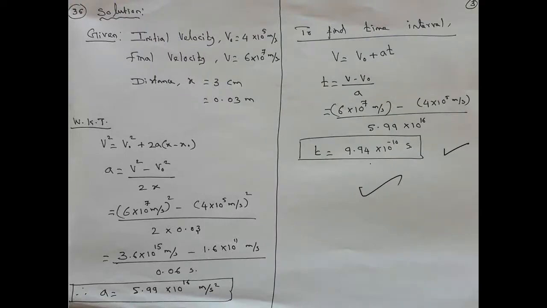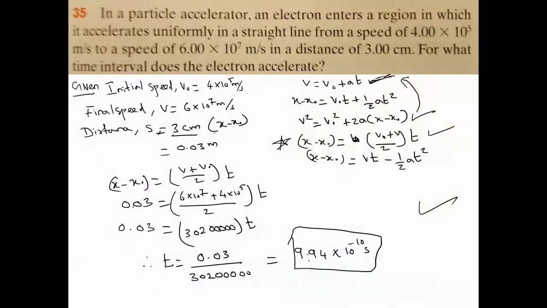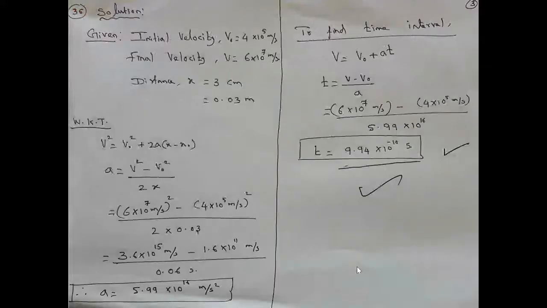See, what is our last answer? 9.94. Here, what is our last answer? Again, the same. So in physics, if you are using any alternate method, you will get the same answer. Clear? Yes, yes, clear. Okay, let's move to our last question of this chapter.